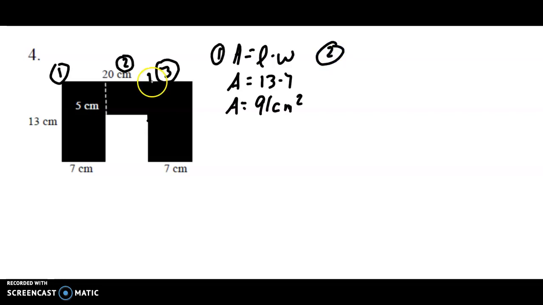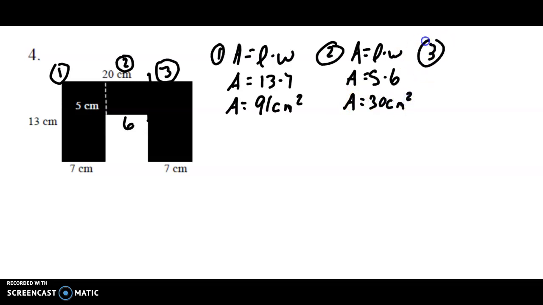All right, number 2, we have this. We know that this side is 5, but we don't know that side, so we're going to have to use our logic again. So I know that this side is equal to this side. So if I take 20 minus 7, I get 13. And I do minus 7 again, I get 6. So this one is going to be length times width, 5 times 6. And that's 30.